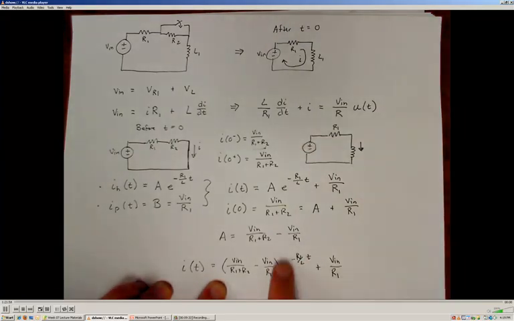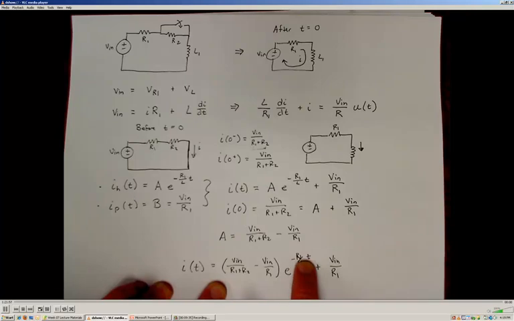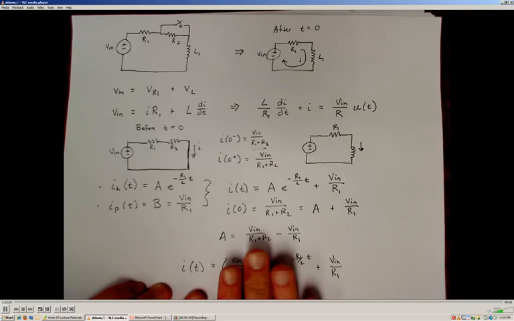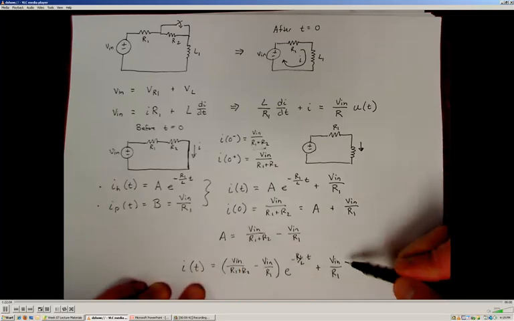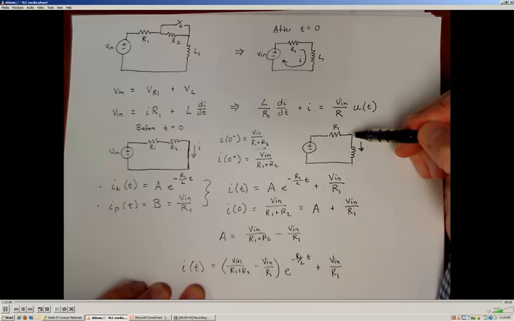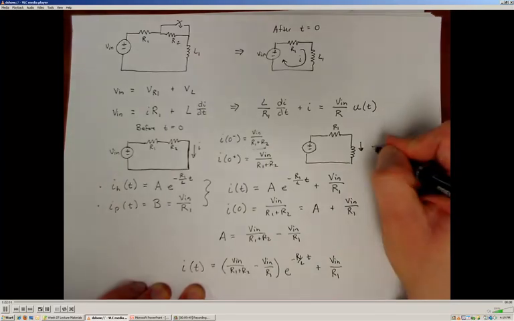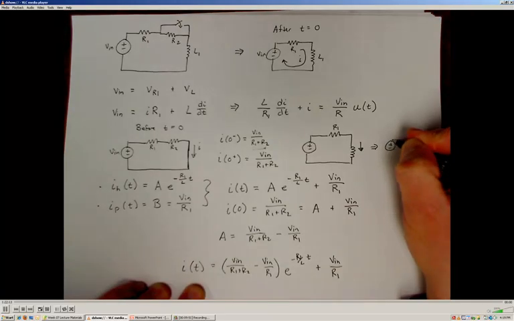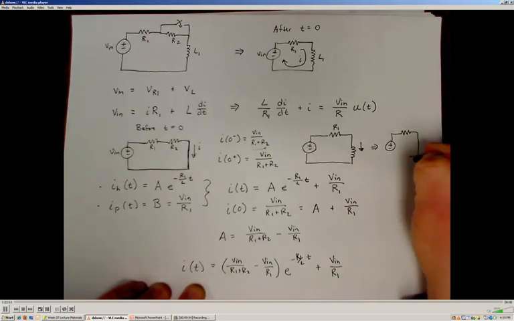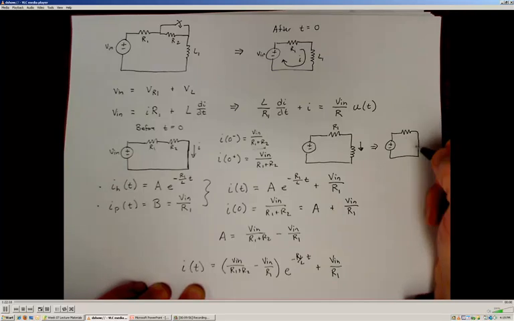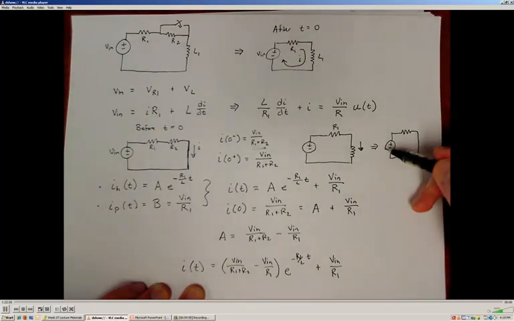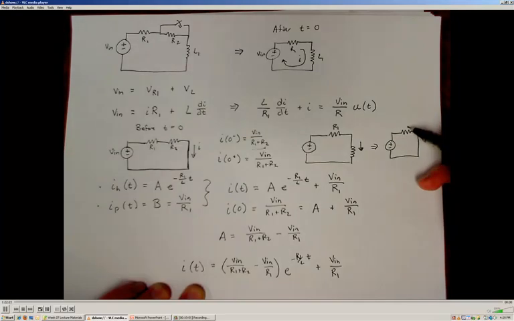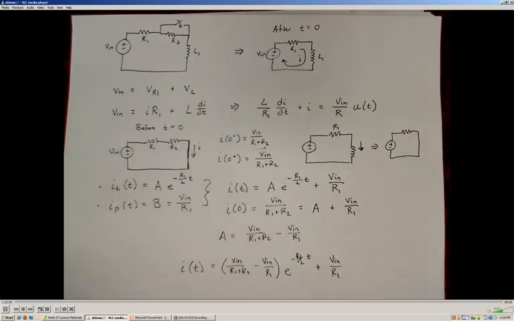And then as time goes on, as time approaches infinity, this term is going to get very small, so the total current is going to approach the input voltage value divided by the resistance, which is going to be the case when, as time goes to infinity, this circuit is going to look like resistor R1 in series with a wire. So the current is going to be defined by the ratio of the input voltage to the value of that resistor. All right, so things seem to check out and make sense based on our solution.